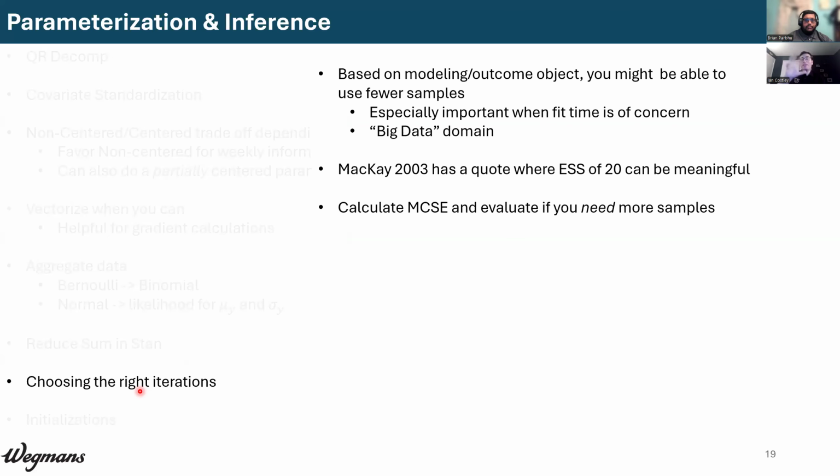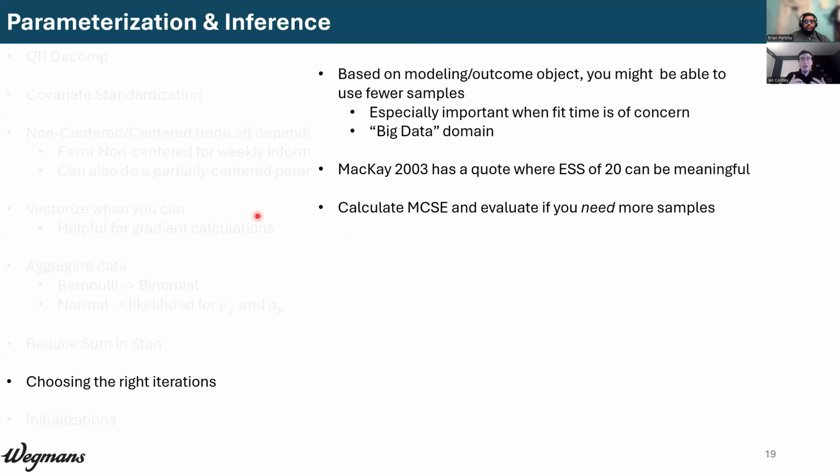All right, this is another one for parameterization and inference, and it's a little bit silly, but it's just sample less. Sometimes you don't need to sample 1,000 times, right? So when you're running your samplers, when you're doing inference, I think the default is to always go 1,000, but sometimes you don't need that based on what you're doing. There's actually a pretty well-known quote from McKay 2003, where he says that even an effective sample size of 20 can be meaningful. And I think that kind of blows some of our minds, but it's true, right?